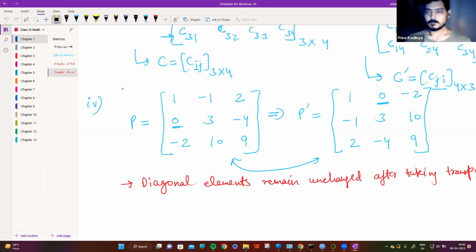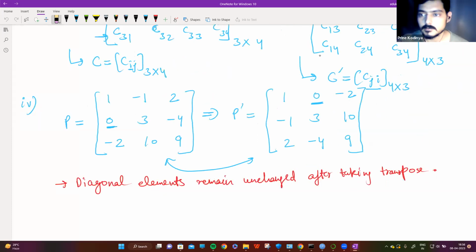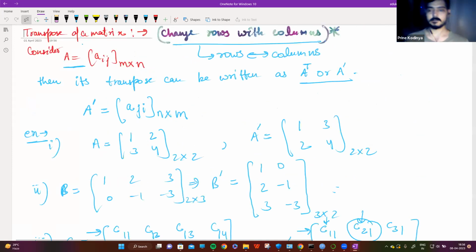So we were on transpose of a matrix. Let's just brush up what we have understood that day, like what we mean when we say transpose of a matrix. Transpose of a matrix means basically we are interchanging rows and columns of a matrix, right? We have talked about it. Change rows with columns, right?